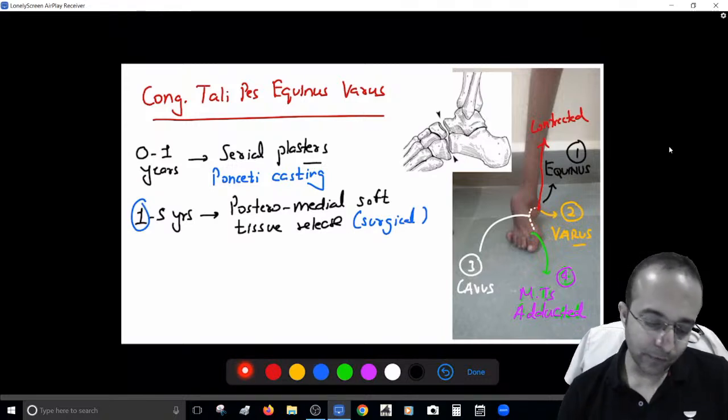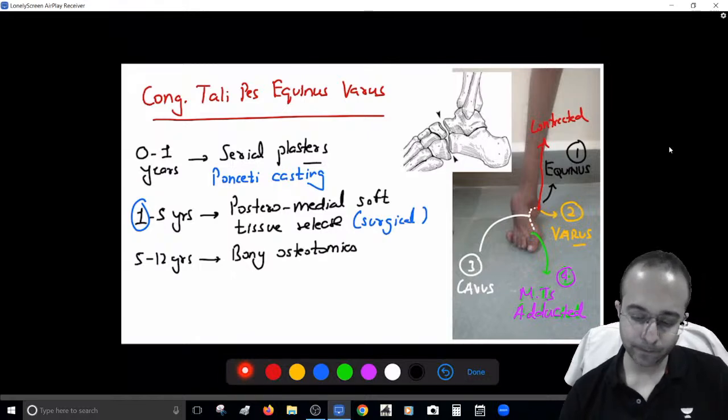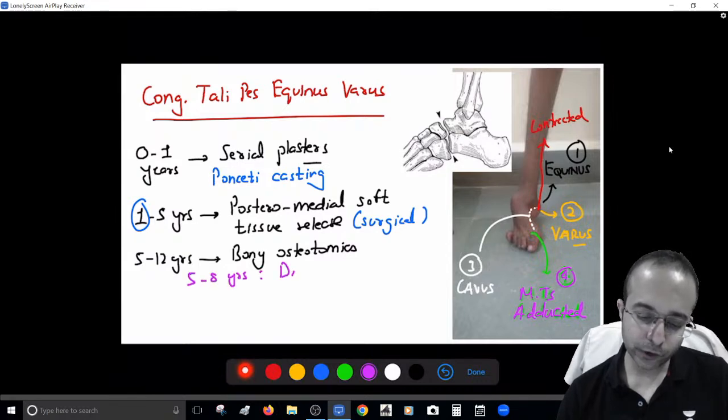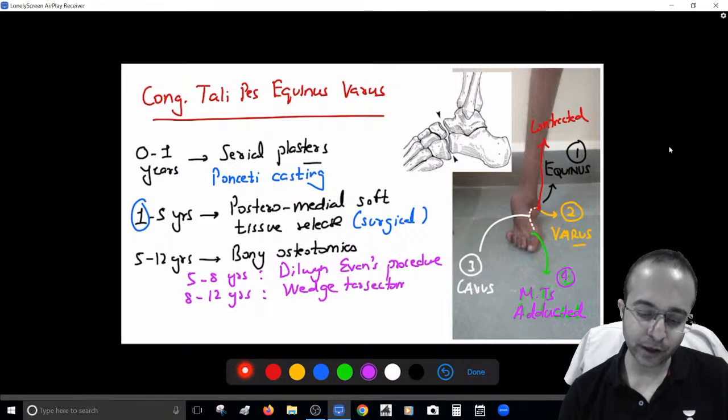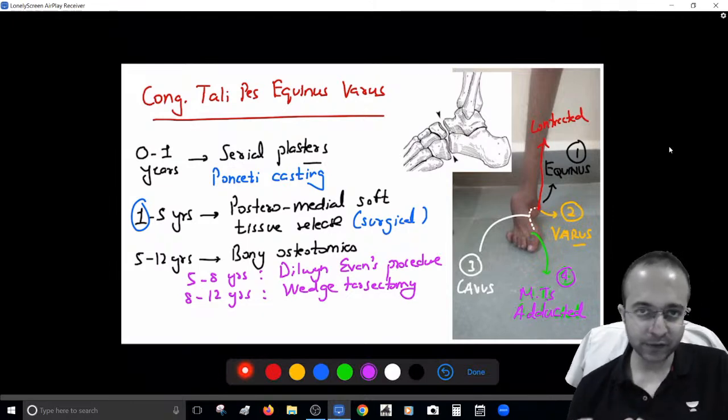Now, if this age of 5 years is also gone, between the age of 5 to 12 years you have to go with bony procedures, bony osteotomies, to correct this deformity. In this age of 5 to 8 years, most doctors love to go with an osteotomy called the Dillwyn-Evans procedure. And in this age of 8 to 12 years, doctors generally love to go with a procedure called wedge tarsectomy. So these are the options chosen between the age of 5 to 12 years.